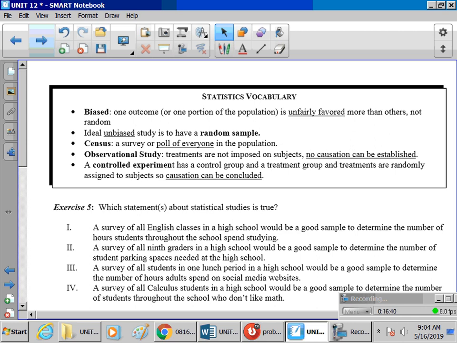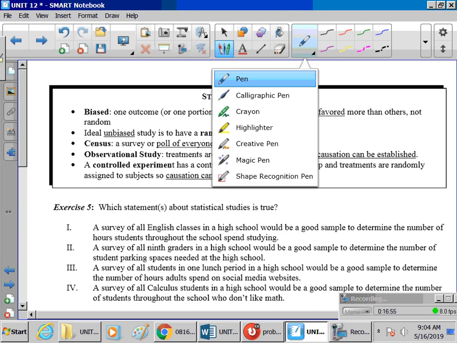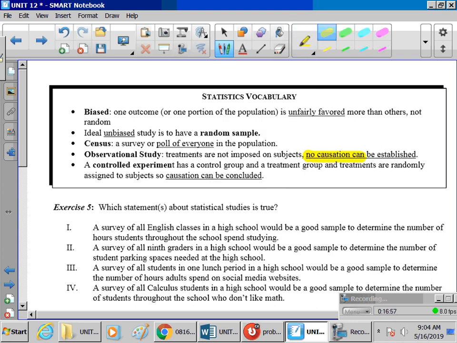So this means that you're not giving somebody a pill, you're not letting them use a certain kind of mouthwash, all right? And no causation can be established here. That is the most important part of this, all right? So, highlighter. This is the most important part. No causation can be established.